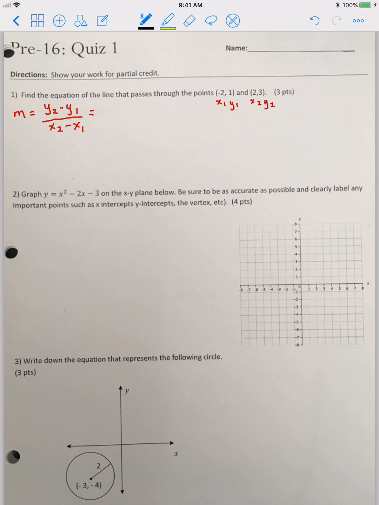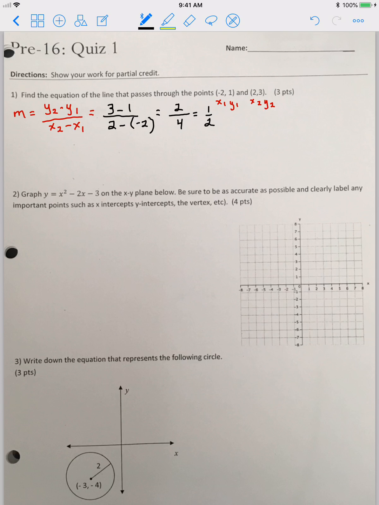Y sub 2 is 3 minus y sub 1 is 1. And then x sub 2 is 2 minus -2 for x sub 1. So in the numerator we have 2. Down in the denominator, 2 minus a -2 is +4. So the slope is +1/2.